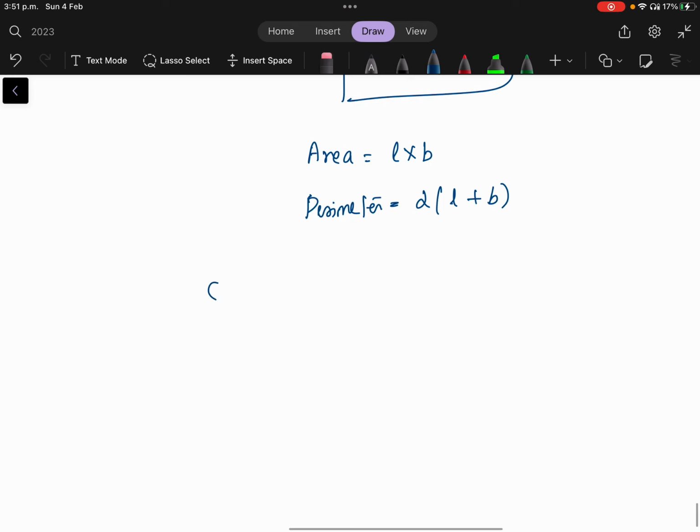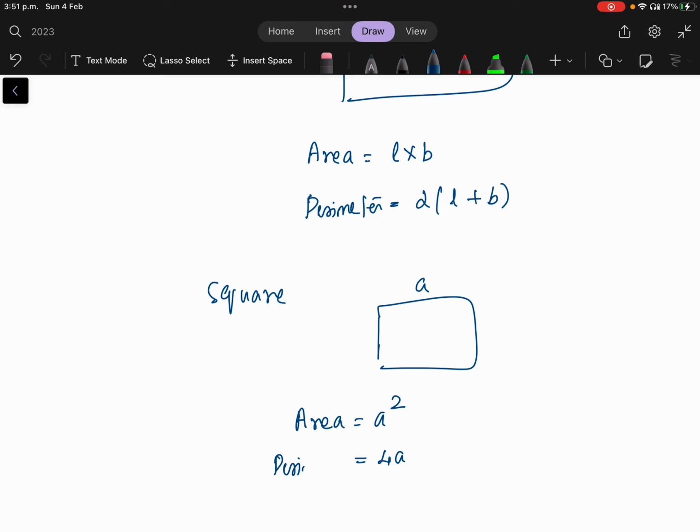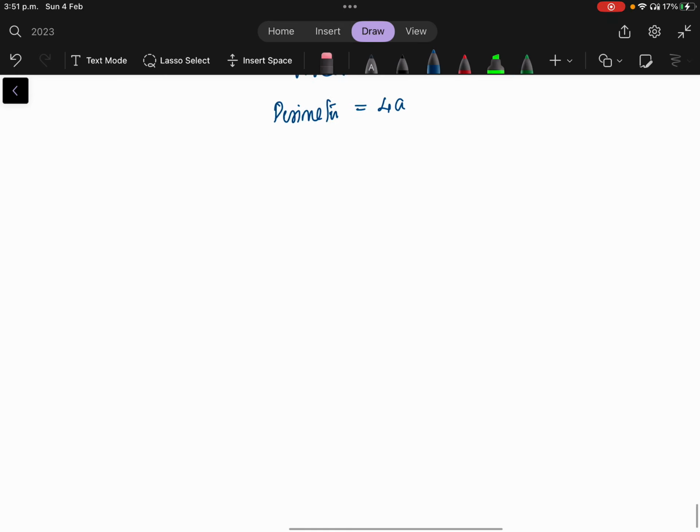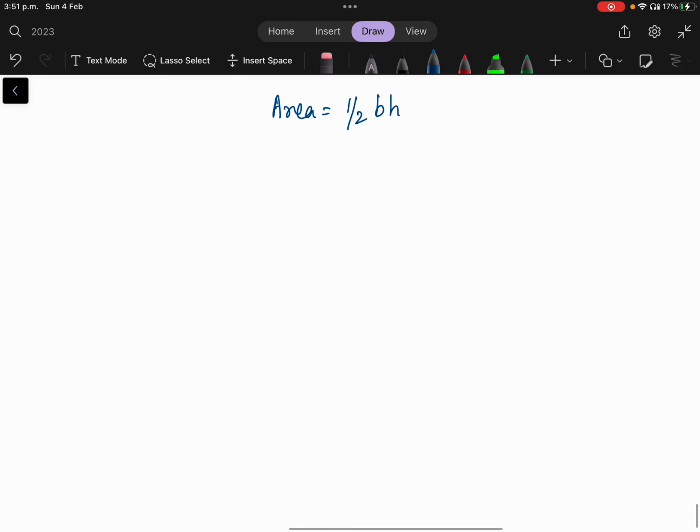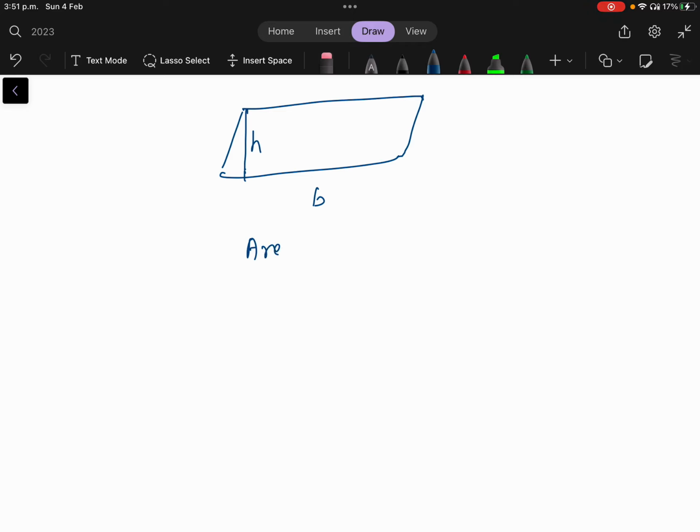Then you have the square, where if this is the side a, area is equal to a squared and perimeter is equal to 4a. Then you have the triangle. If I have a normal triangle and this side is the base and this is the height, area is equal to half BH. And you have a parallelogram. This is the base and this is the height. Area is equal to base times height.